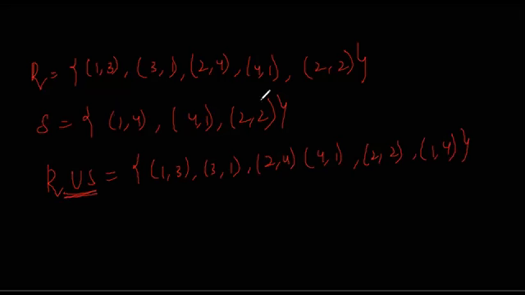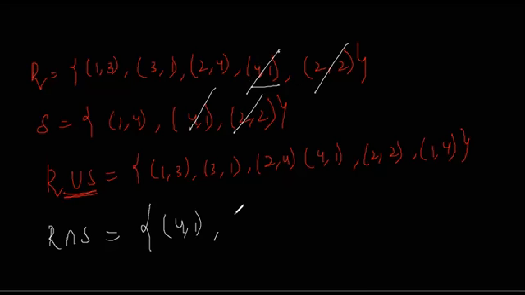What about R intersection S? R intersection S will be the elements which are repeated in both the sets. So here we have (1, 4) and (4, 1). They are not the same. But this (4, 1) and (4, 1) is repeated twice, and (2, 2) and (2, 2) is repeated. So these are the common elements. So R intersection S will give you (4, 1) and (2, 2). Okay.